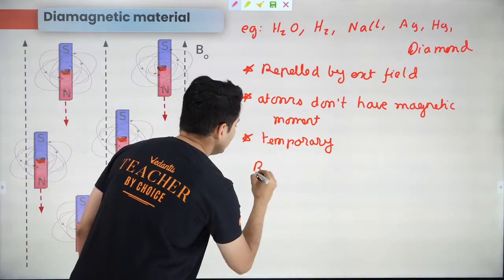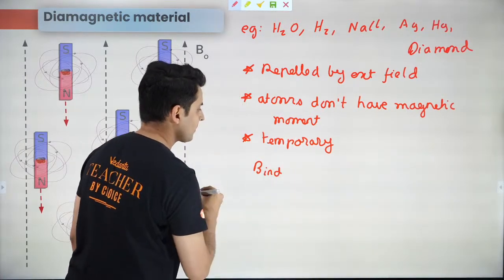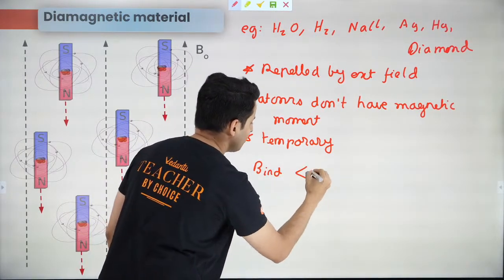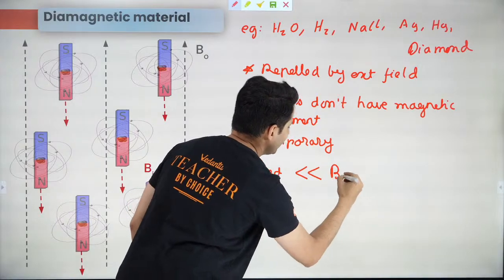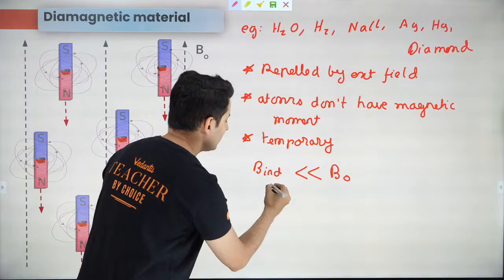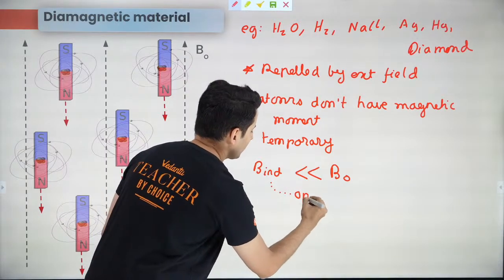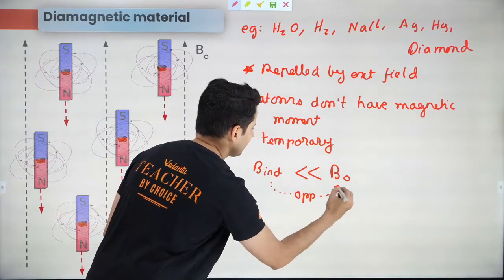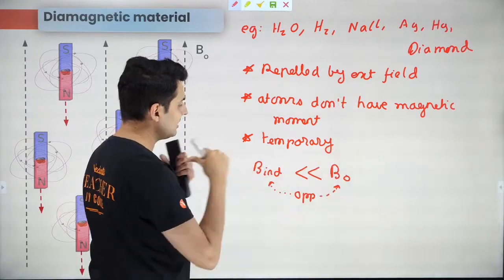And the induced field which is there is going to be much lesser than the external field. It's very small, it's not so strong. And remember, these both are opposite. These both are opposite in nature. If B naught is here, B induced is there.